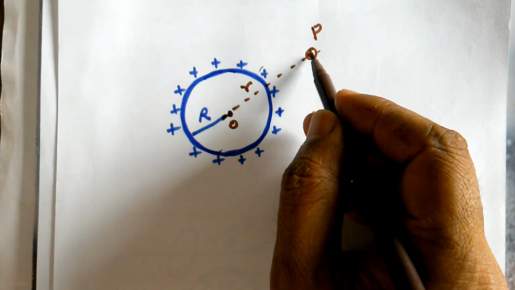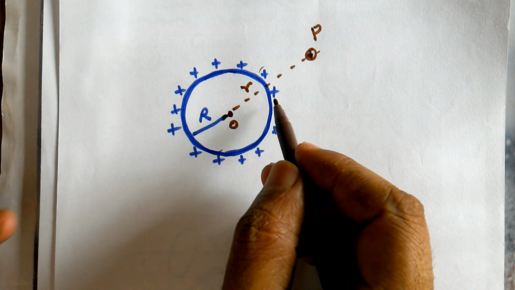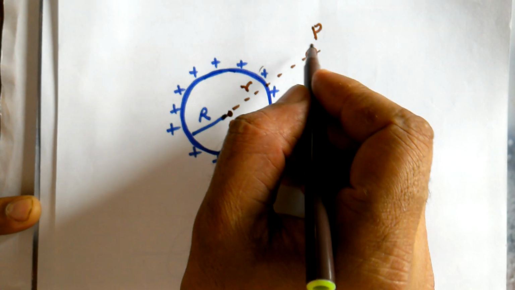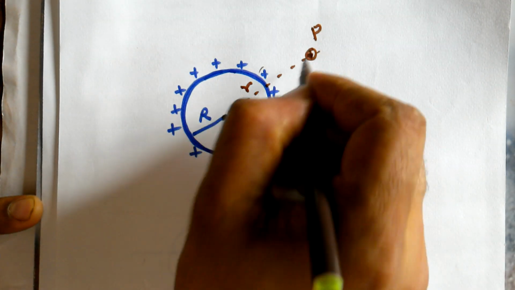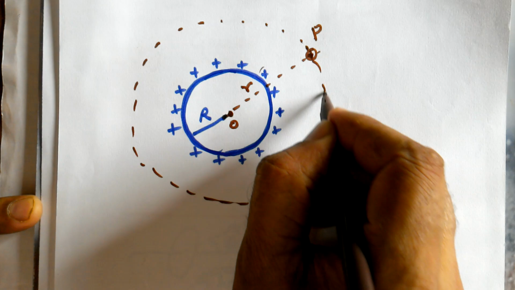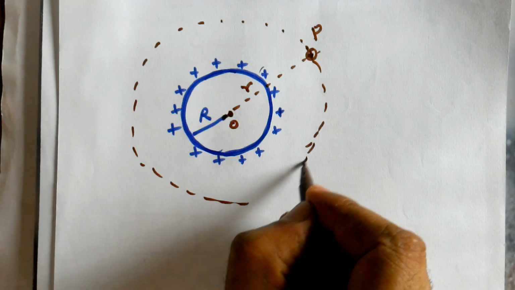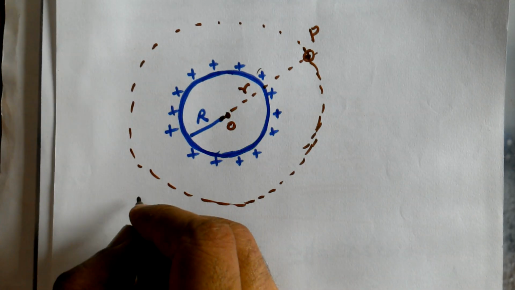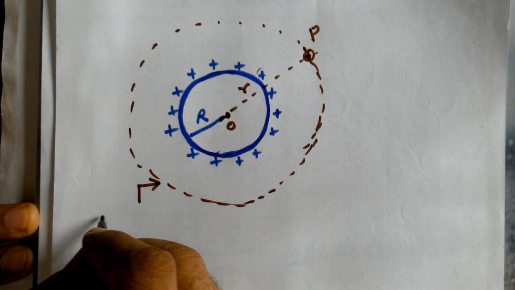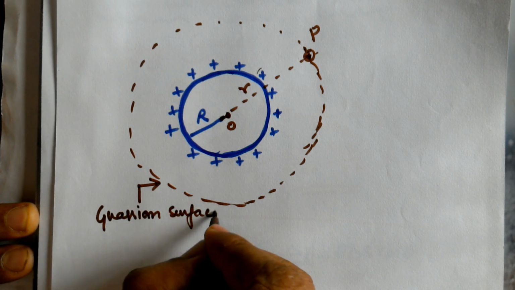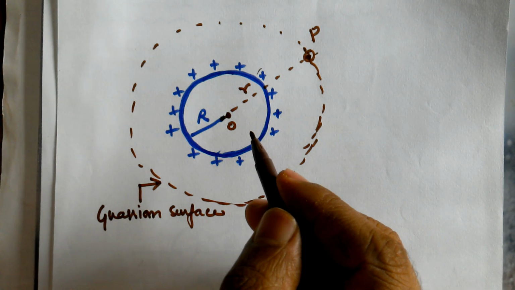Now take a point P at a distance small r from the center, and draw a sphere with radius small r so that it encloses this spherical conductor from all sides. I will imagine a spherical conductor like this, and this is my Gaussian surface, which encloses the full spherical conductor.